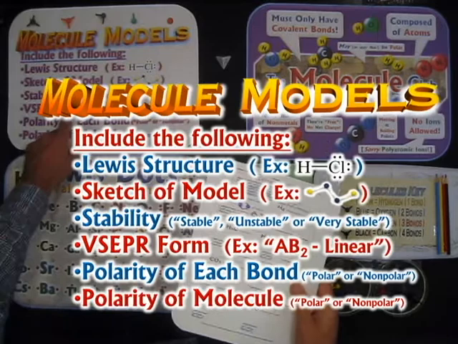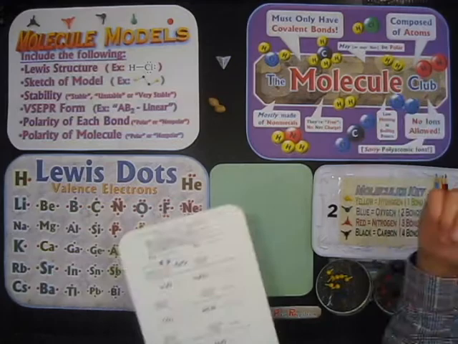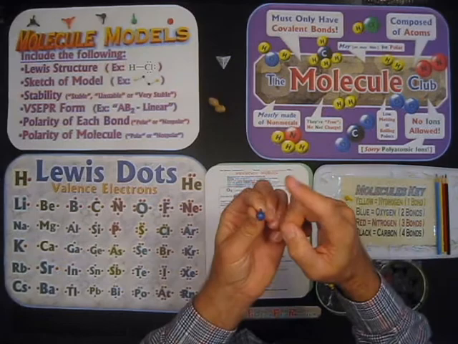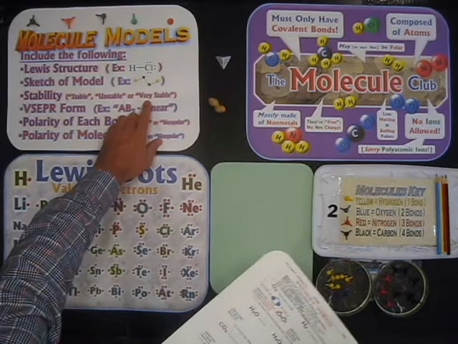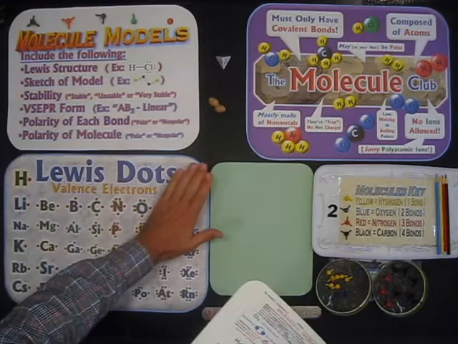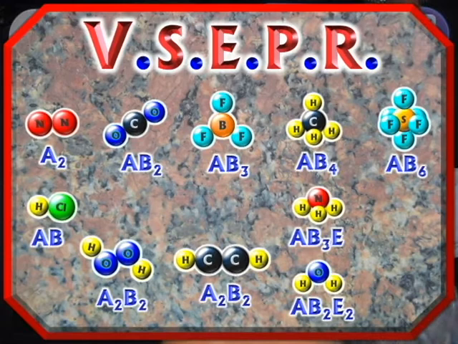Stable, unstable, or very stable. Well, you know what? Molecules are probably going to be stable. You can assume that they'll all be stable unless there's any of these little pegs left over, okay? That would be unstable. And then if you have triple bonds or double bonds, let's just say very stable. That'd be harder to break apart, okay? Lower potential energy.